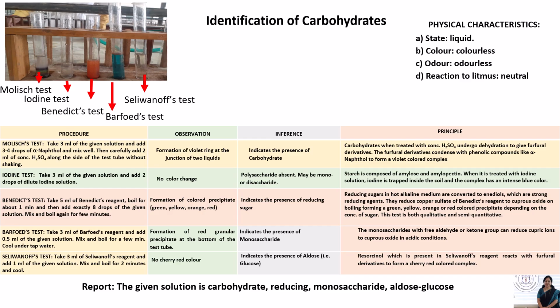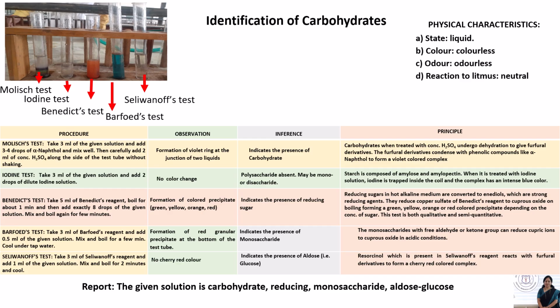Monosaccharides with free aldehyde or keto group can reduce cupric ions to cuprous oxide in acidic condition. So when this test is positive, now we got to know that this is a monosaccharide. Now we have to identify which type of monosaccharide is this, whether it is aldose sugar or a keto sugar. So the next test we need to perform is Seliwanoff's test.